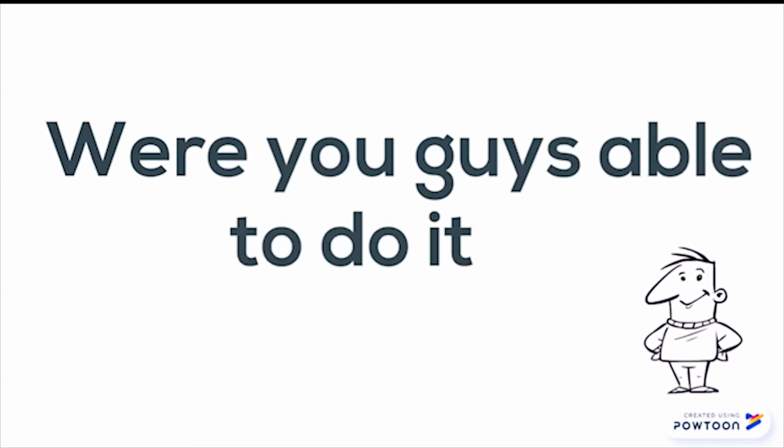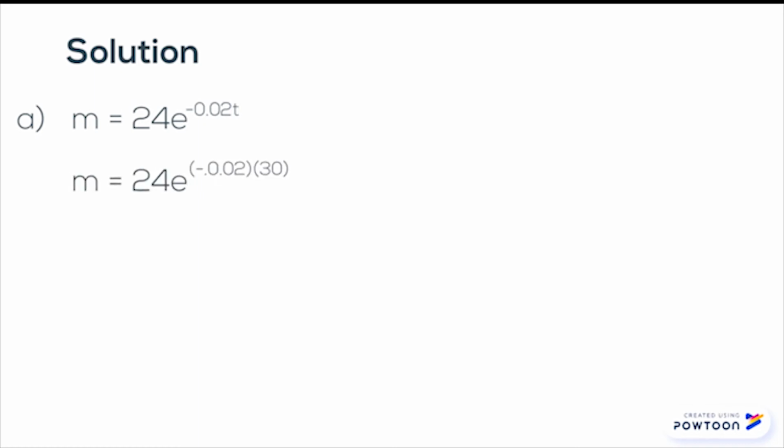How was the question? Were you guys able to do it? Now, here's the solution. For A, you just have to copy the formula they give us first, which is m equal to 24e to the power of negative 0.02t. Then you substitute t equals to 3. Then use your calculator to calculate it out. Then you will get m approximately about 13.2.